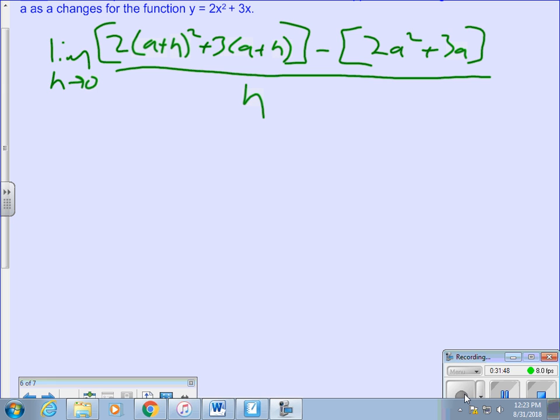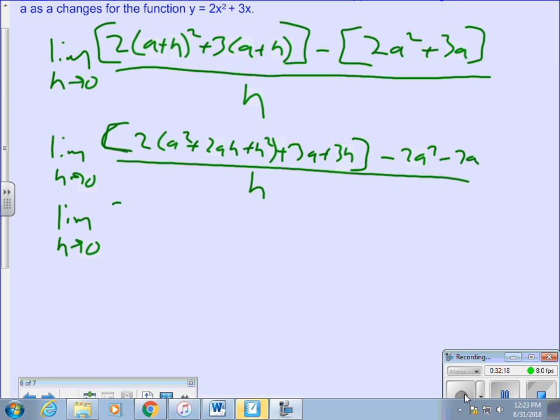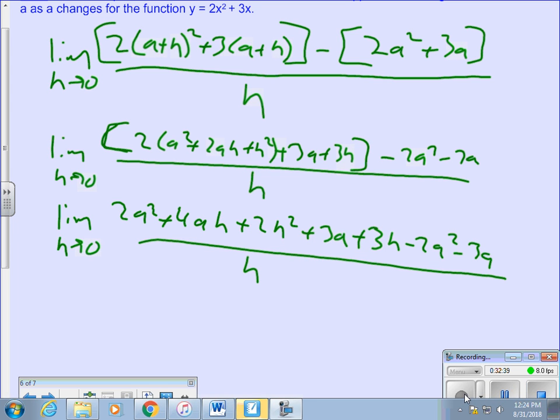All right, here we go. This is the limit as h approaches 0 of 2 times a squared plus 2ah plus h squared plus 3a plus 3h minus 2a squared minus 3a all over h, which is the limit as h approaches 0 of 2a squared plus 4ah plus 2h squared plus 3a plus 3h minus 2a squared minus 3a all over h. 2a squared cancels with 2a squared. 3a cancels with 3a. So my a's are gone.